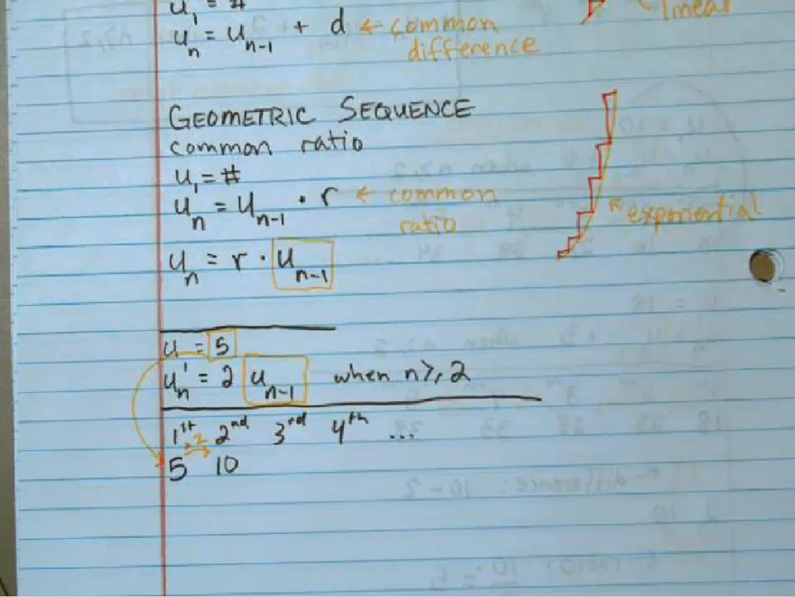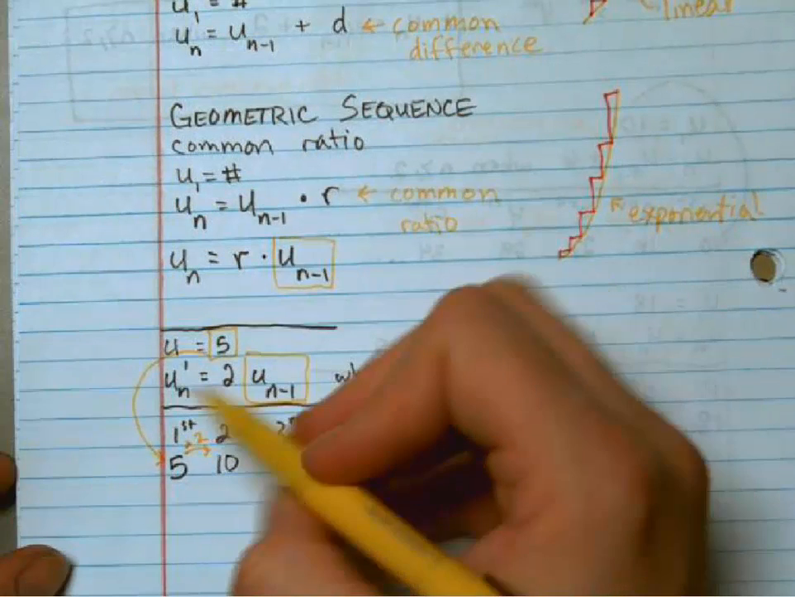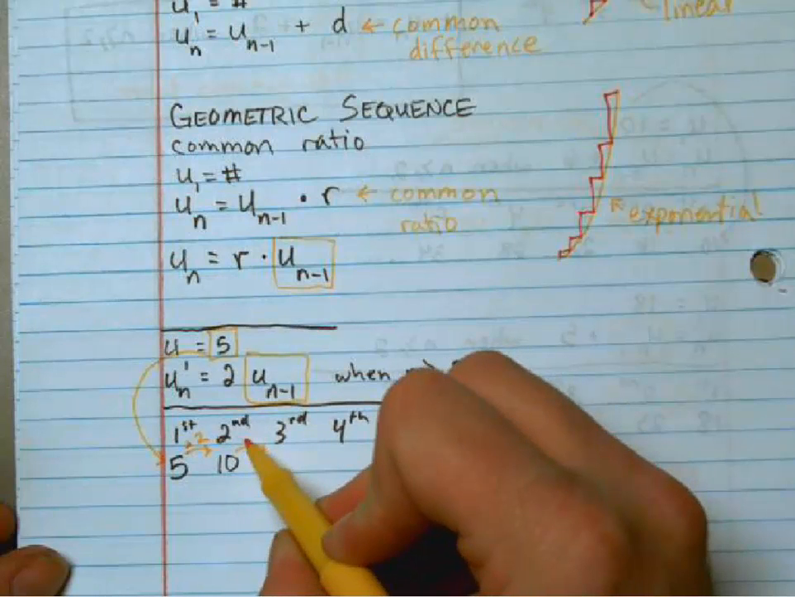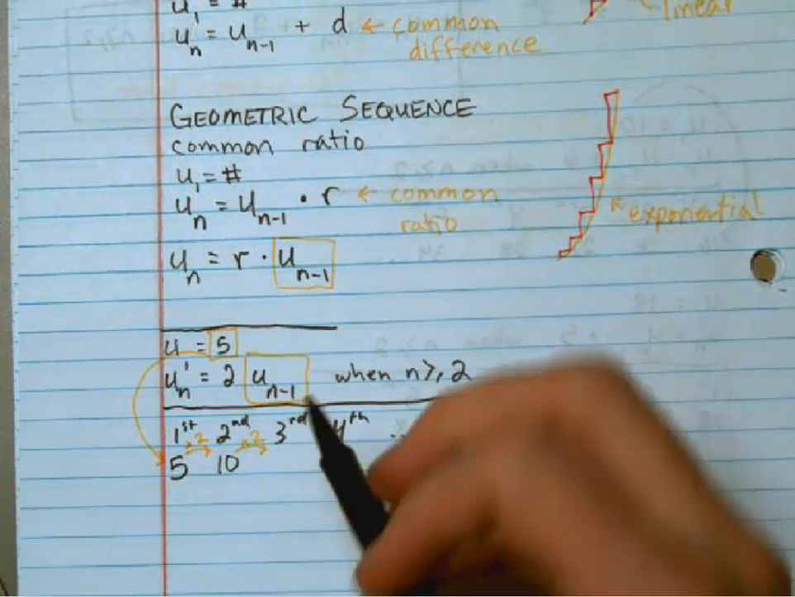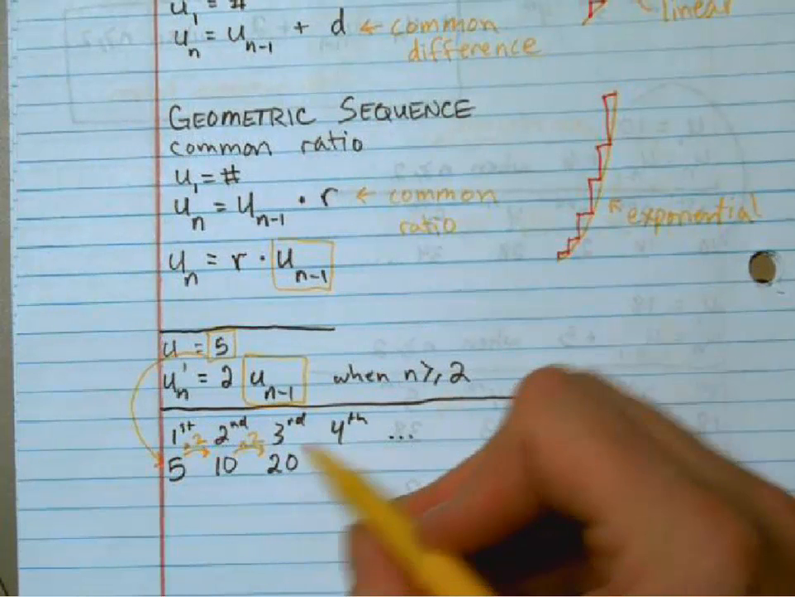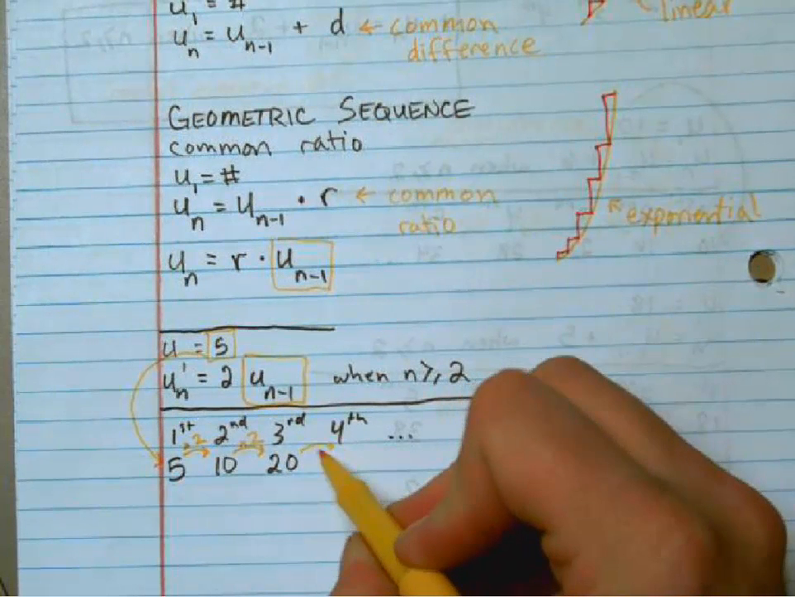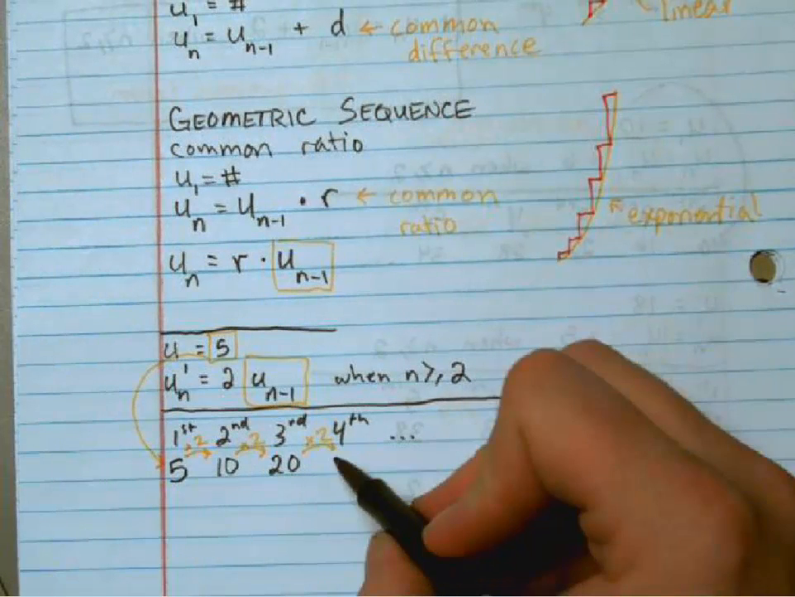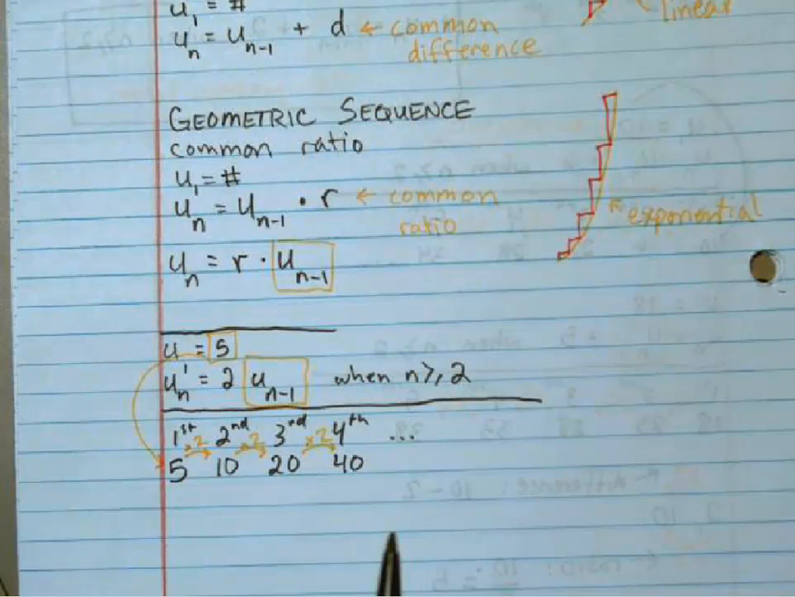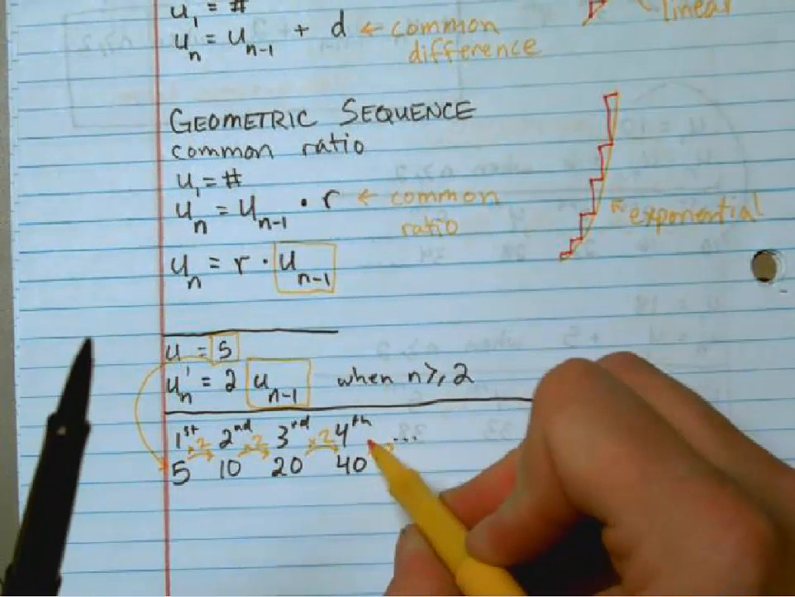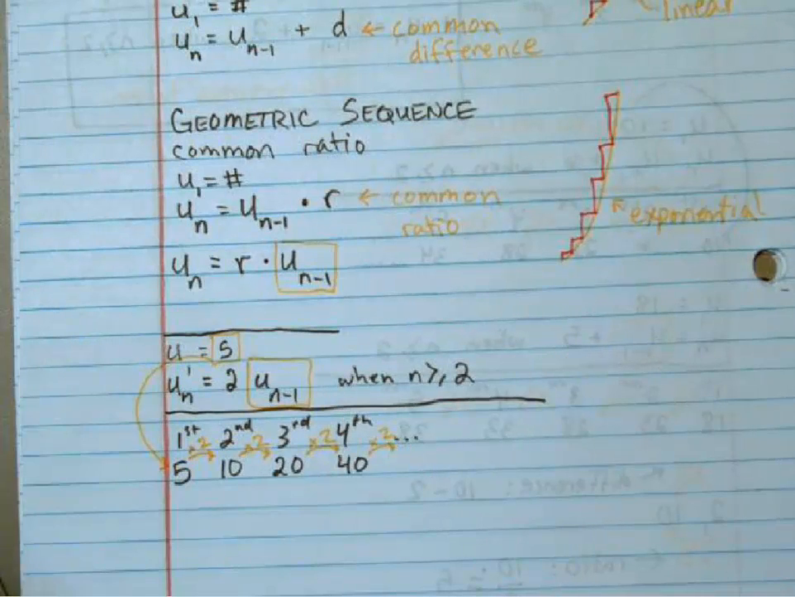To go from the second term to the third term, we multiply the previous term by 2. So we multiply by 2. 10 times 2 is 20. To go from the third term to the fourth term, we're going to multiply by 2. 20 times 2 is 40. To go from the fourth term to the fifth term, we're going to multiply by 2. The fifth term would be 80.